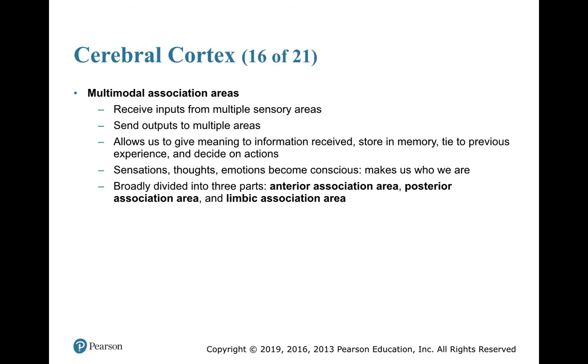So there are multimodal association areas that are going to receive input from multiple sensory areas and send output to multiple areas. They're going to allow us to give meaning to the information we receive, store it in memory, tie it to previous experiences, and help us come up with a plan of action. Sensations, thoughts, emotions become consciousness. They make us who we are. We won't try to tell you that we understand all this stuff, but we are making progress, and there are some things we do know. So we can broadly divide this multimodal association area into three parts: anterior, posterior, and limbic association areas.